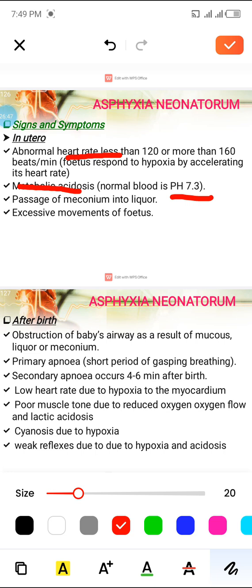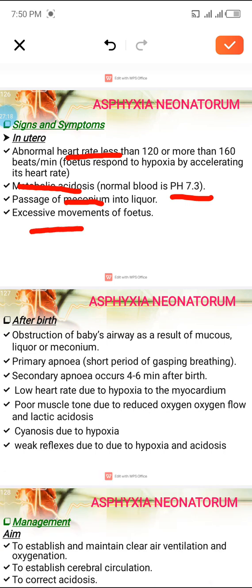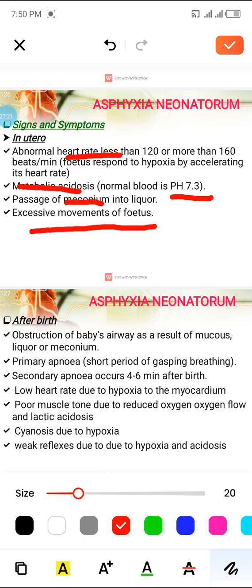Okay, then when you do, maybe the membranes have ruptured, you discover that there is meconium in the liquor, or maybe say amniotic fluid. That's what we call liquor. If you discover there is meconium, or feces, or stool, it means the child is asphyxiated, because the sphincters become loose because of hypoxia. So that's why there is passage of meconium. Then when you discover excessive movement of the fetus, just know that the fetus may be going into distress, or it's lacking oxygen. That's what we have there.